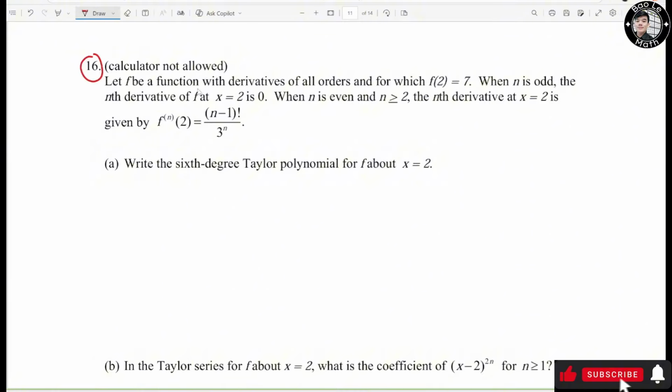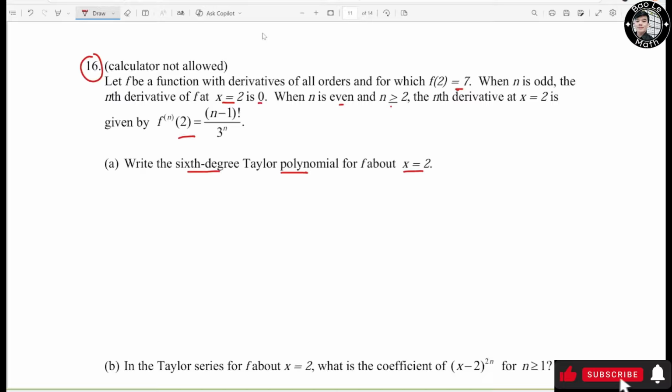Let f be a function with derivatives of all orders, and for which f of 2 equals 7. When n is odd, the derivative of the function f at s equals 2 is 0. When n is even and n greater than or equal to 2, the nth derivative at s equals 2 is given by this formula.